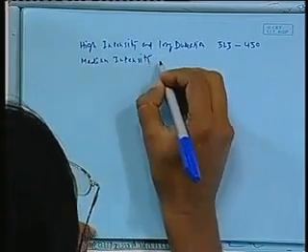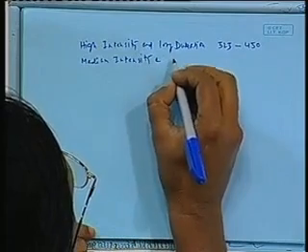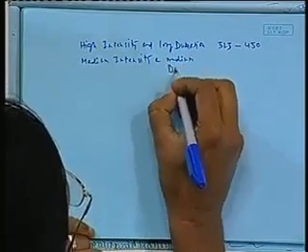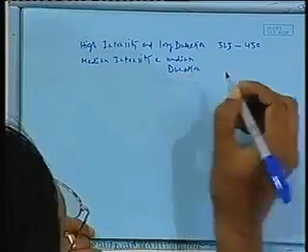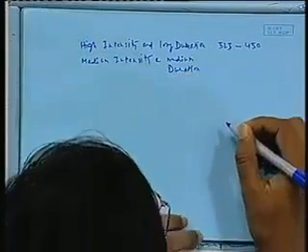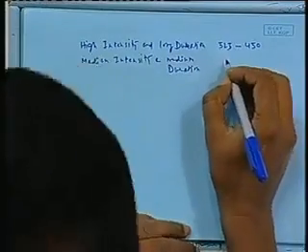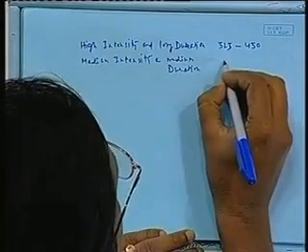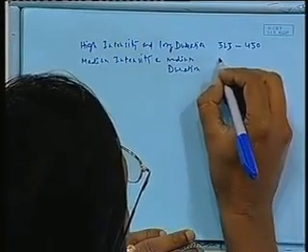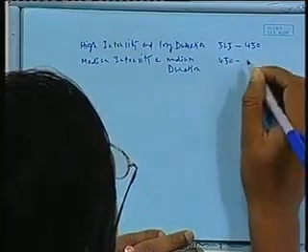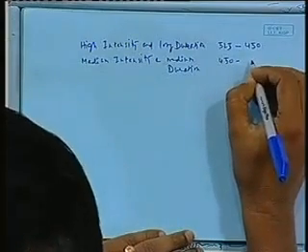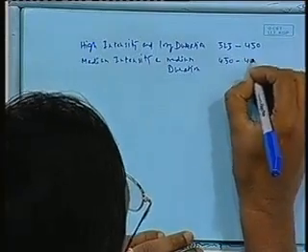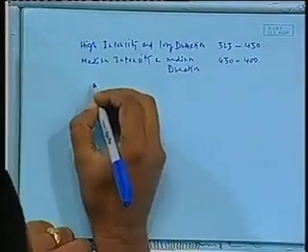Then comes medium intensity and medium duration. Medium intensity and medium duration, the value would be between 450 to about, say, 400.